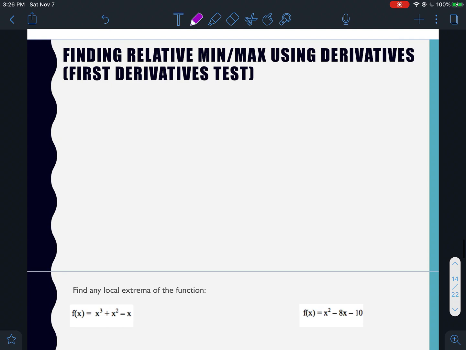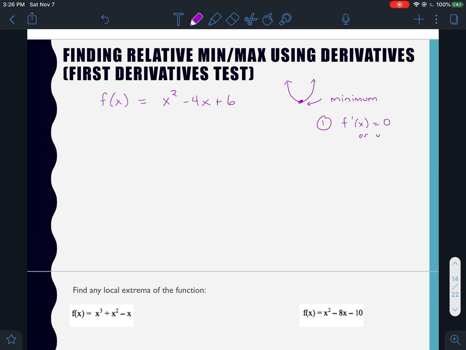So finding actual relative mins or maxes using derivatives, we call this the first derivative test. So let's just start with the function we know. So f of x equals x squared minus 4x plus 6. So we know that this is going to be a happy parabola because it's a positive x squared. So what we're looking for is this point right here, which is going to be a local or relative minimum. So we're going to be looking for a minimum.